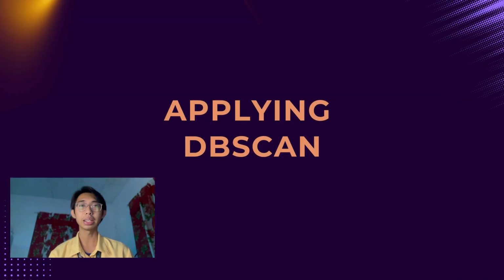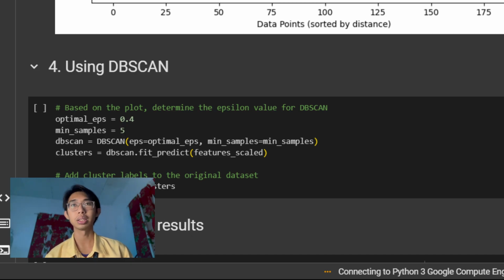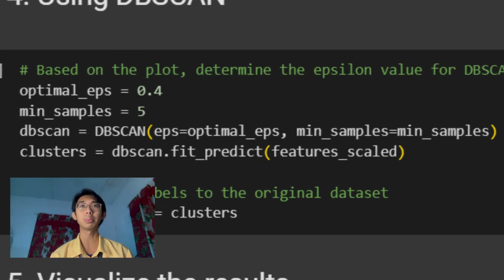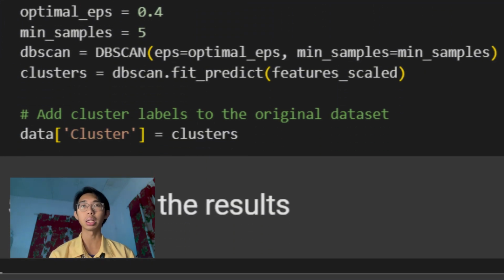Now we will apply DBSCAN after finding the optimal epsilon and min samples. Here we can see that we set the optimal epsilon to 0.4 and the min samples to 5. After that, we input it into our DBSCAN. We will use 0.4 for epsilon and 5 for our min samples, and we will create the clusters.